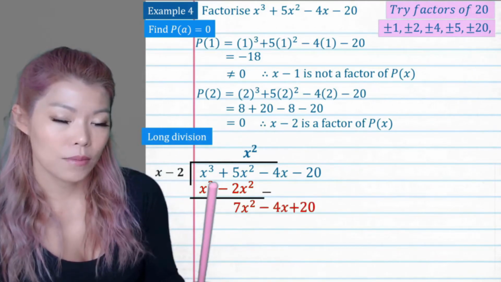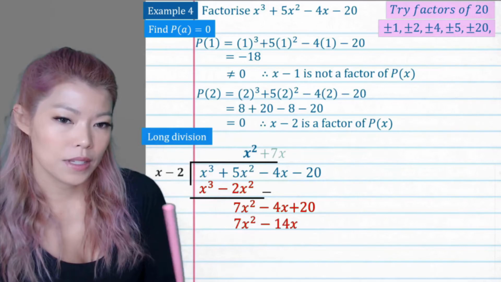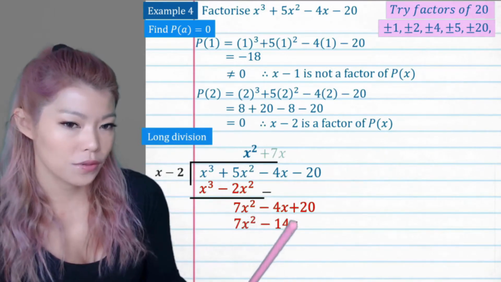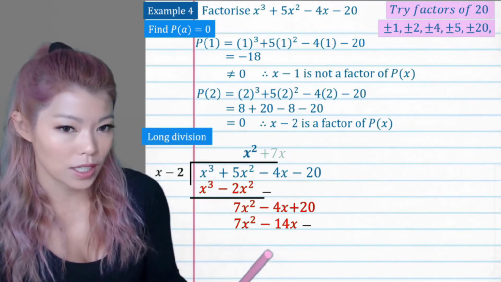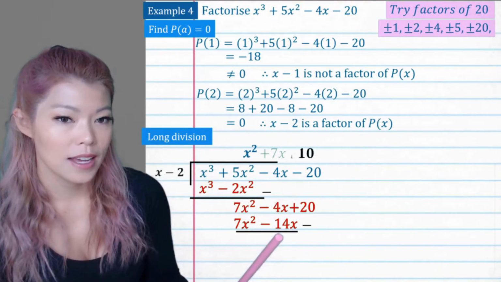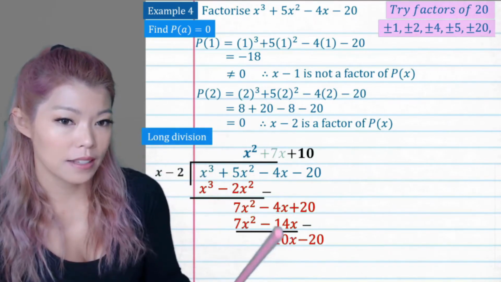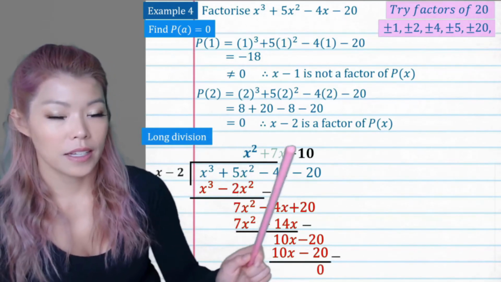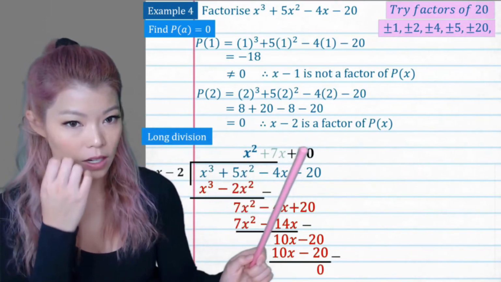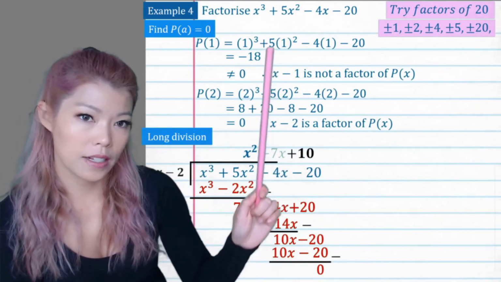Then x times what is 7x squared? That's 7x. And then 7x times that gives us 7x squared minus 14x. Then subtract. Minus 4 minus minus 14 is plus 14, gives us 10, which is what we wanted, because x times what is 10x, that's 10. And when we multiply through, we get 0. So now that is our quotient.